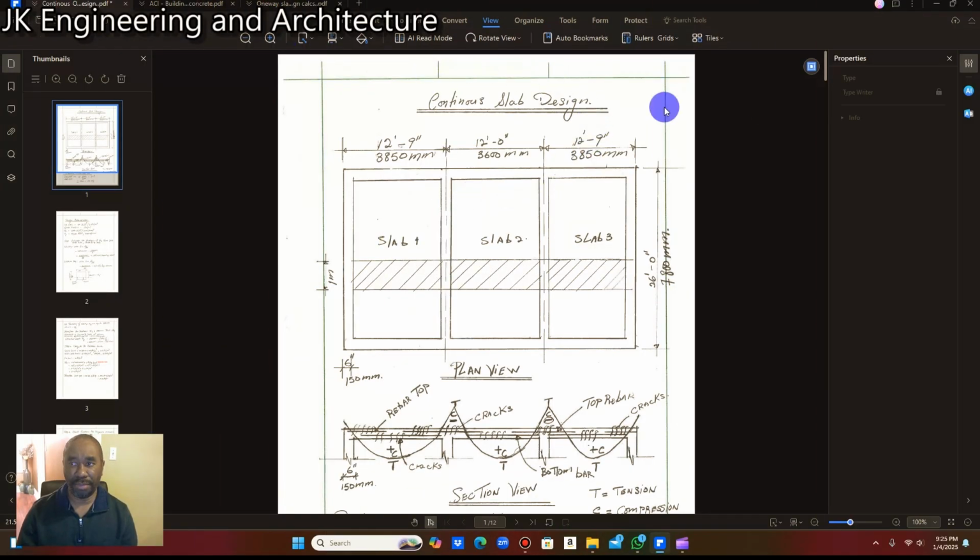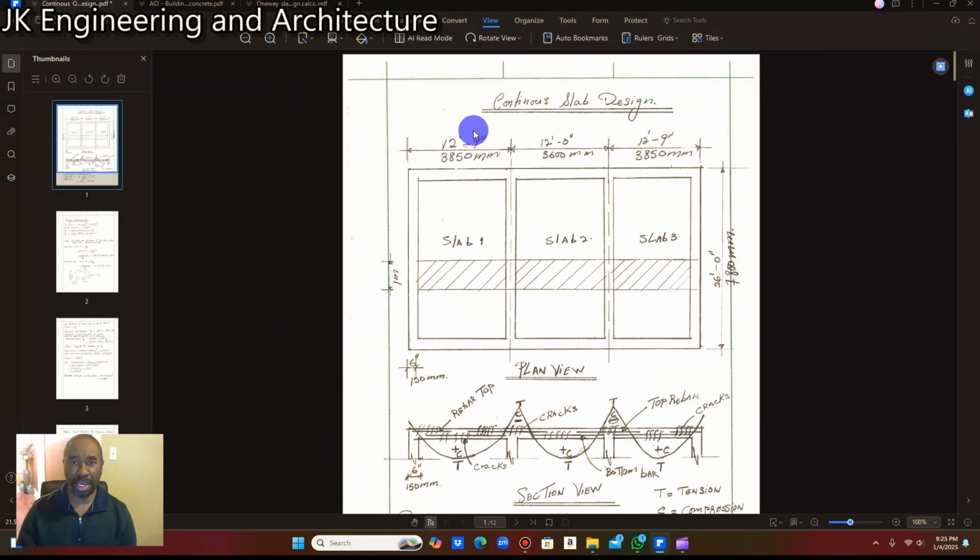I'm going to begin the presentation by showing you how to design this continuous one-way reinforced concrete suspended slab. If you look carefully at the dimensions of this slab, we have slab 1, which has a width of 3,800 millimeter or 12 feet 9 inches. Slab 2 has a length of 3,600 millimeter or 12 feet. And slab 3 is 3,850 millimeter or 12 feet 9 inches.